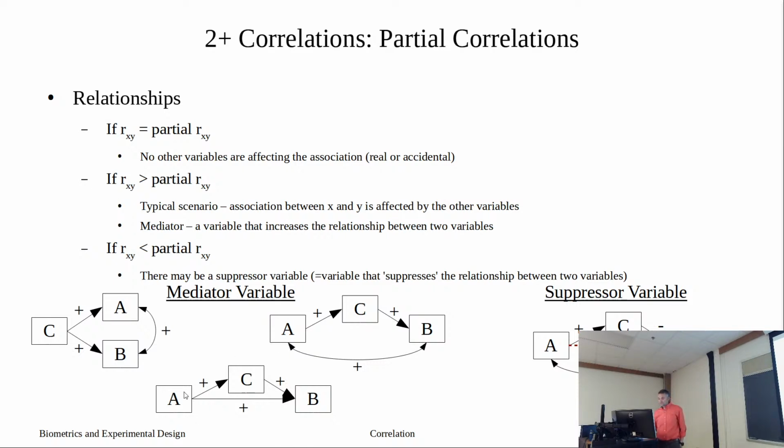Other ones are like this, where again we're looking at A and B. Here, A is positively correlated with B. A has a positive effect on B. Let's say length and weight. Length directly affects weight. But length also has an effect on what you're feeding on. So if you look at your raw correlations between A and B and compare it to the partial correlation, the partial correlation is actually going to be smaller because we're removing this pathway from our analysis.